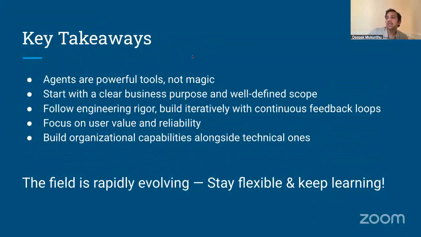Okay, so I think this is almost the last slide. Agents are powerful. They are not magic, right? You need to start with a clear business purpose and very well-defined steps to get to that business purpose. Follow your engineering rigor. This is like any other engineering problem you've solved in the past. You need to have rigor, build iteratively with a feedback loop, and monitor and improve continuously.